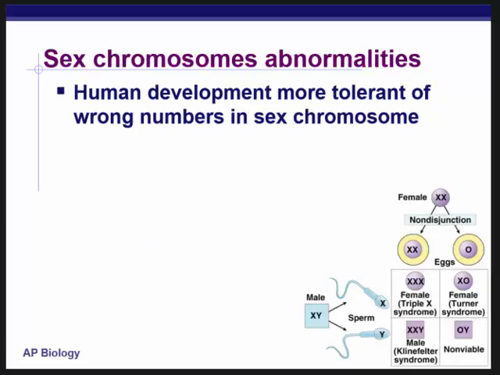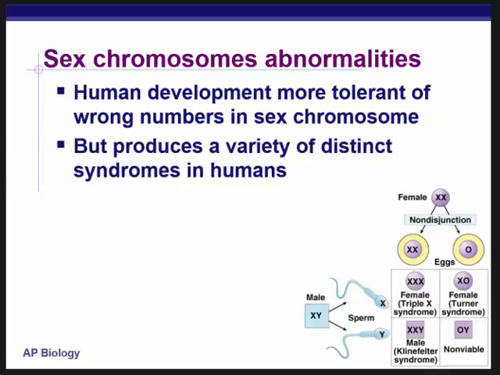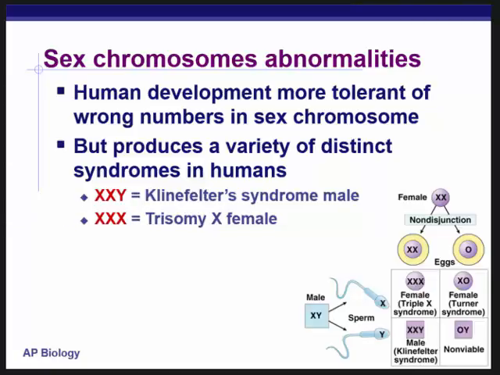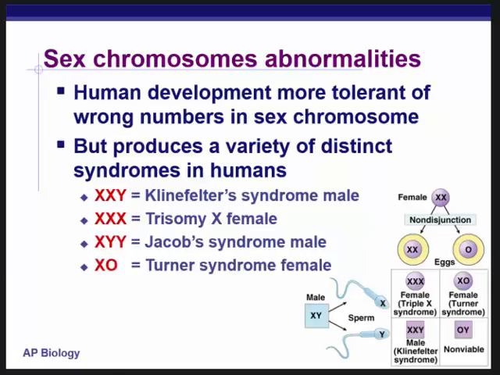Now, in the case with sex chromosomes, the X and the Y chromosomes, human development is more tolerant of having the incorrect number of sex chromosomes. There's a wide variety of distinct syndromes that can happen in humans. You can have Klinefelter syndrome, you can have trisomy X where they have too many X's. You can have Jacob's syndrome if you have an extra Y, or Turner syndrome, which is monosomy X. Having more or fewer sex chromosomes is not as much of a problem as having too many or too few of the autosomal chromosomes.